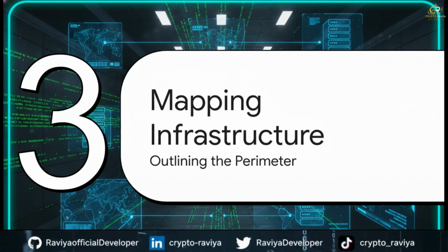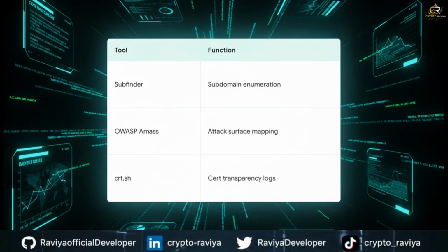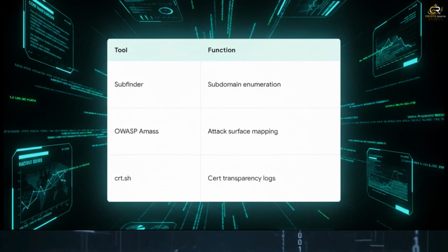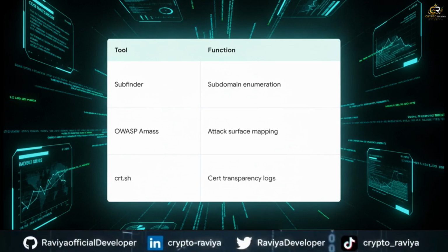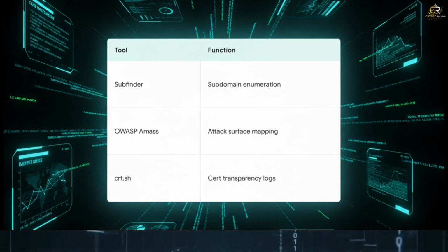Section 3. Mapping network infrastructure. Let's escalate the tension a bit and move closer to the target's digital perimeter. We can harness specific terminal tools to reveal unlinked subdomains and forgotten staging environments.